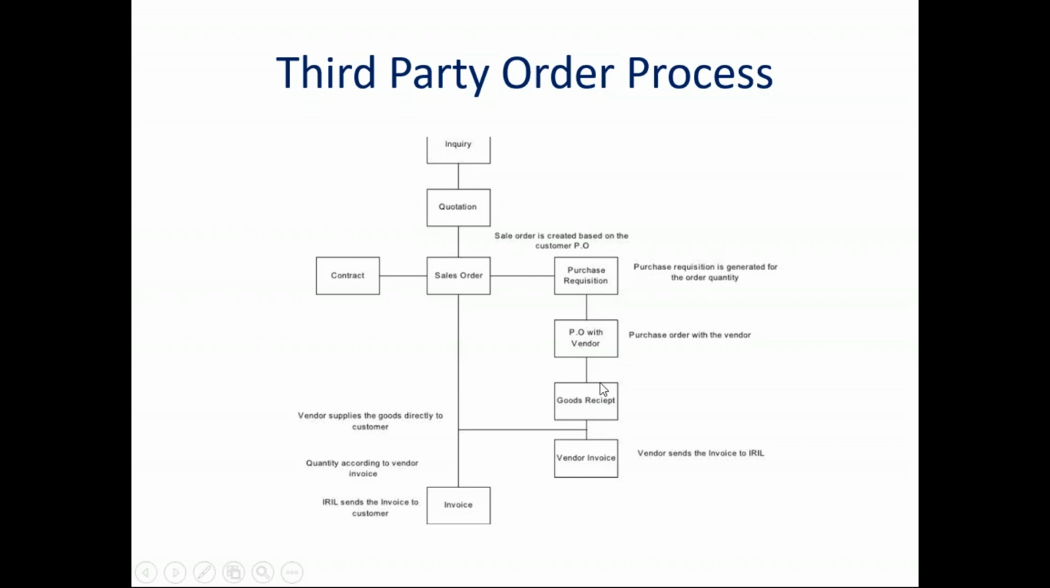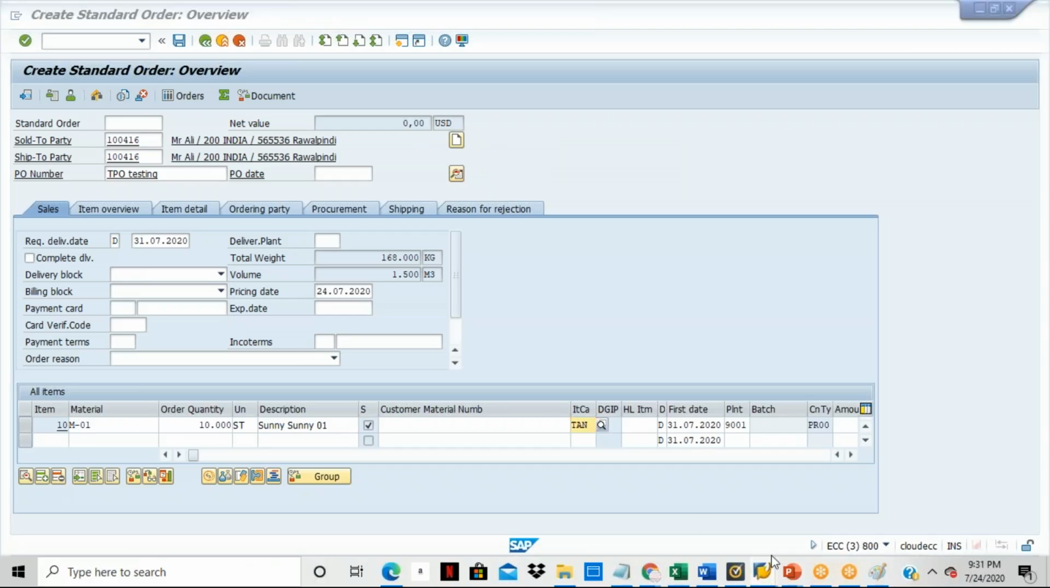The vendor will deliver the goods, then you do the goods receipt. That means the vendor sends the goods directly to the customer, and after that you make the payment to the vendor. Finally, whatever quantity the vendor delivered to your customer, you bill the invoice to the customer. So this is the complete third party order process.